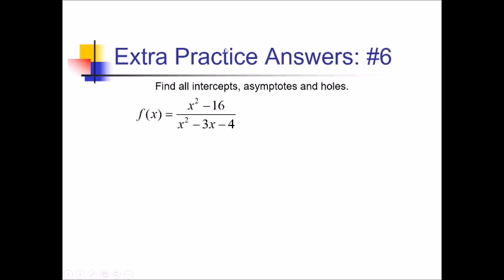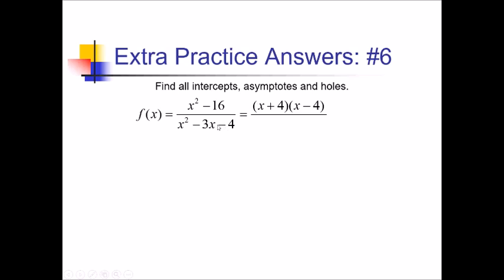Before I try finding all the intercepts, asymptotes, and holes for this function, I think it would be helpful to try factoring it, and maybe I'll be able to cancel out some common factors. I don't know, but it's worth a shot. So in the numerator, x squared minus 16, that's the difference of two squares, so I can square root that and put that in plus-minus parentheses. So x plus 4 and x minus 4.